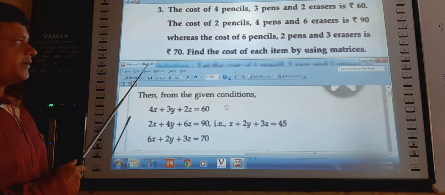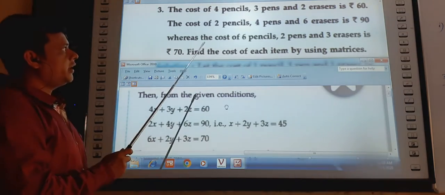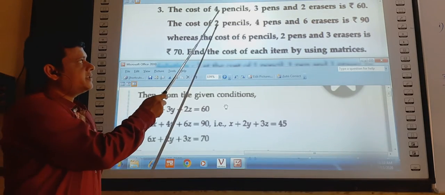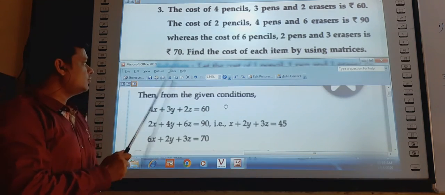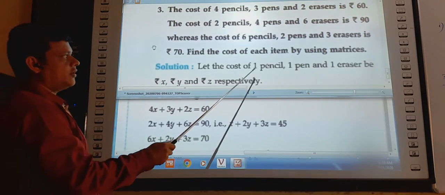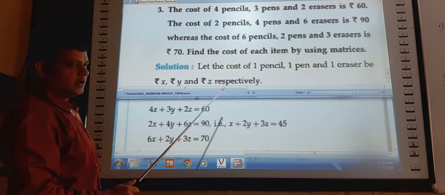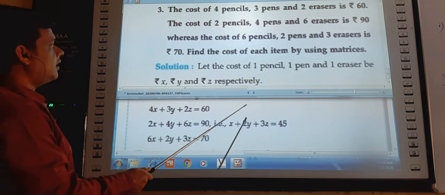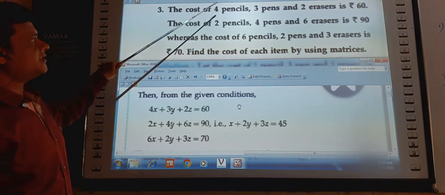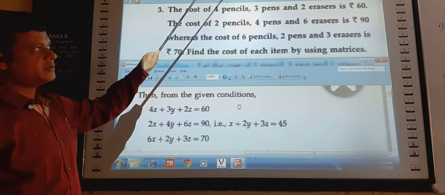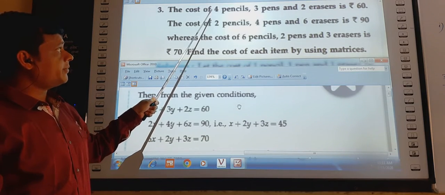We have to find the cost of each item. Items are pencil, pen and eraser. Suppose we consider the cost of a pencil is x, cost of a pen is y, cost of an eraser is z. So let the cost of one pencil, one pen and one eraser be rupees x, rupees y and rupees z respectively. From the given conditions, 4 pencils, 3 pens, 2 erasers is rupees 60. Now the cost of 1 pencil is rupees x, so the cost of 4 pencils is 4 into x.